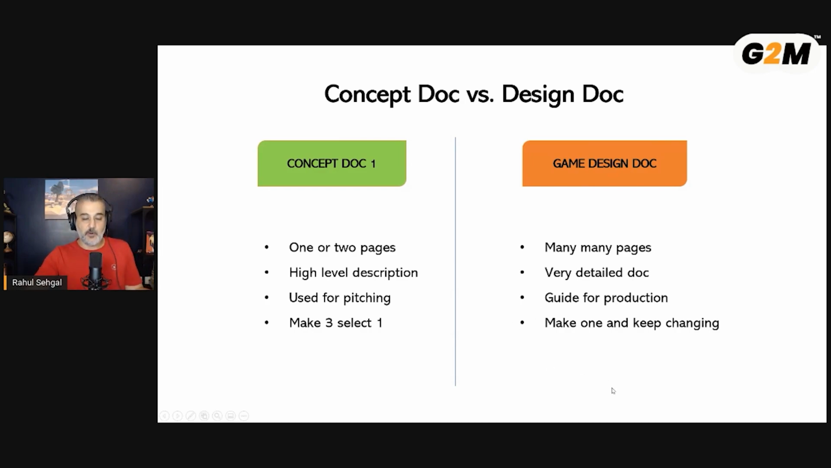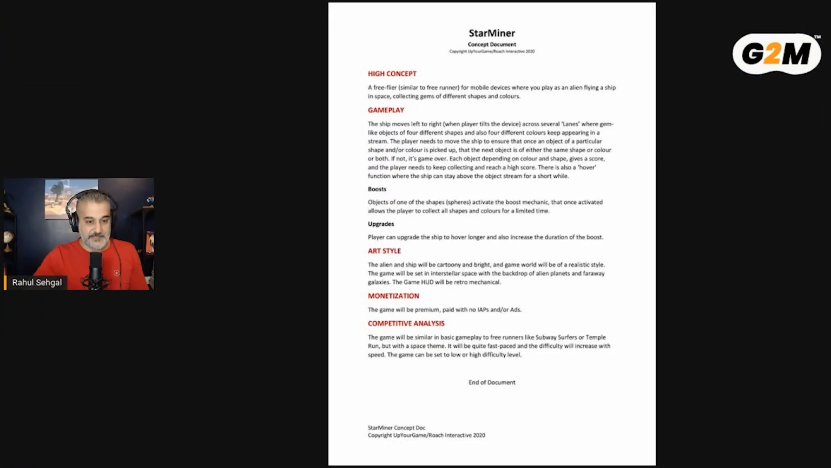So what I'm going to do now is that I've talked about the concept document, I've talked about the game design document, and now I'm going to quickly show you exactly what a concept document looks like and what the game design document looks like. This is from a game I actually made long ago. This is one of the first games I made myself, just kind of made as fun. It was a game called Star Miner, and this is the concept document.